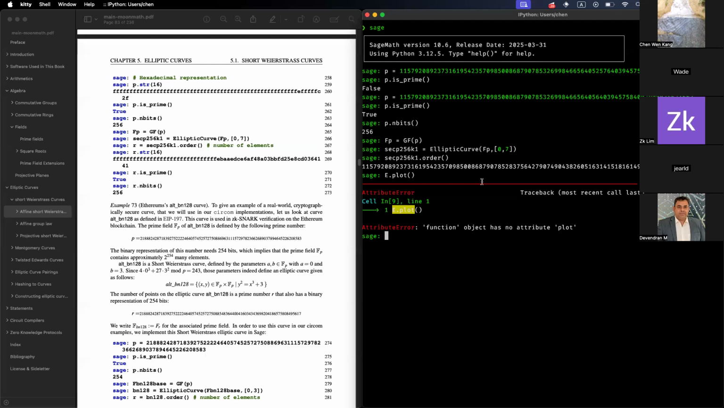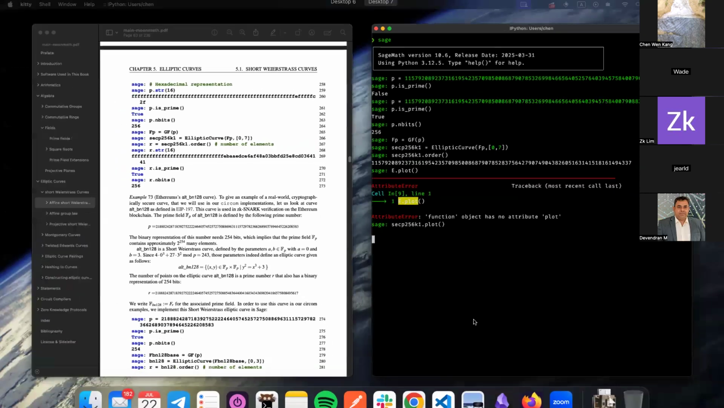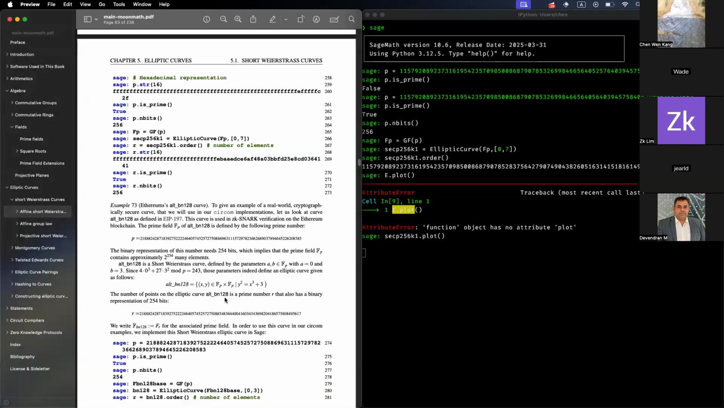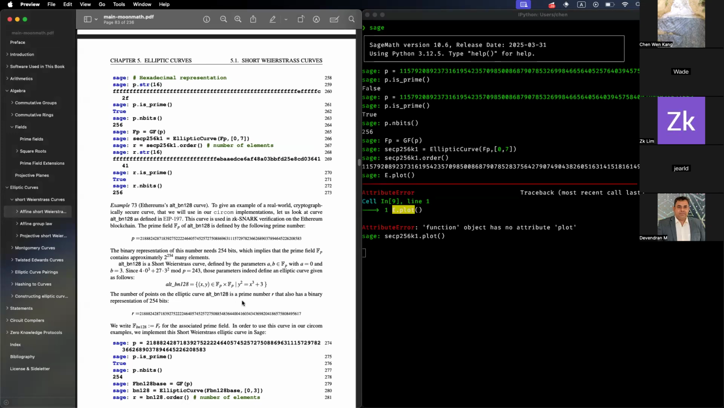Oh, function has no plot. Oh, it's this, right? Plot. This should be a lot more. See if it pops up. Hmm, it's taking some time. In the meantime, okay. So anyways, that's that. I'll wait for it. As we wait for it, let's just go through the other sections.